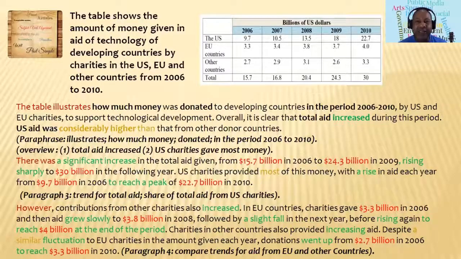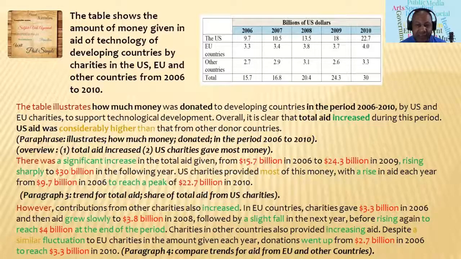So the title is, the table shows the amount of money given in aid of technology of developing countries by charities in the US, EU and other countries from 2006 to 2010. So it's about aid to developing countries given by charities. We have our 5 years, we have our 3 different groups, and then we have our amounts.